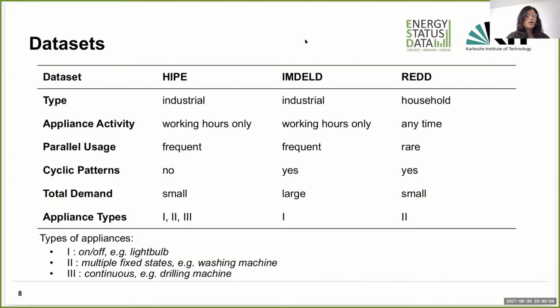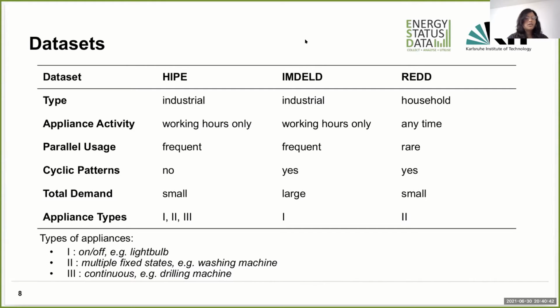In our work, we divided the dataset into several points, for example, several attributes, types, appliance activity, and parallel usage. We have figured out that in the industrial dataset, appliance activity is working hourly. However, in the household dataset, it can be anytime. If you look at the parallel usage feature, in the industrial dataset it is frequent. However, it is not available in the household dataset.